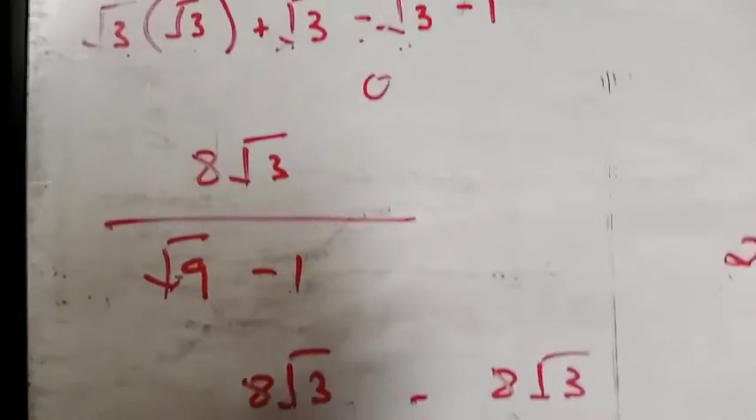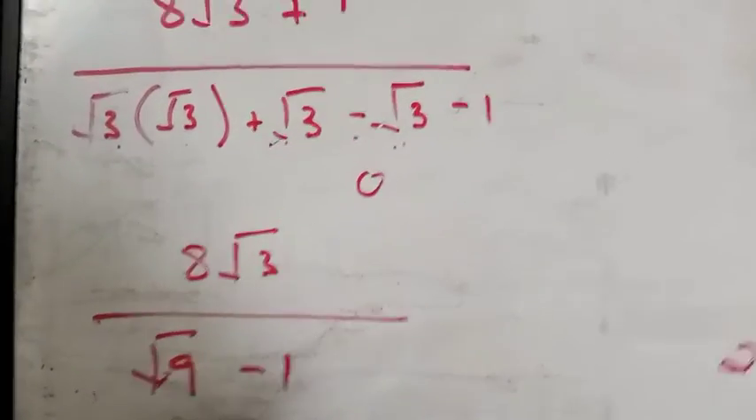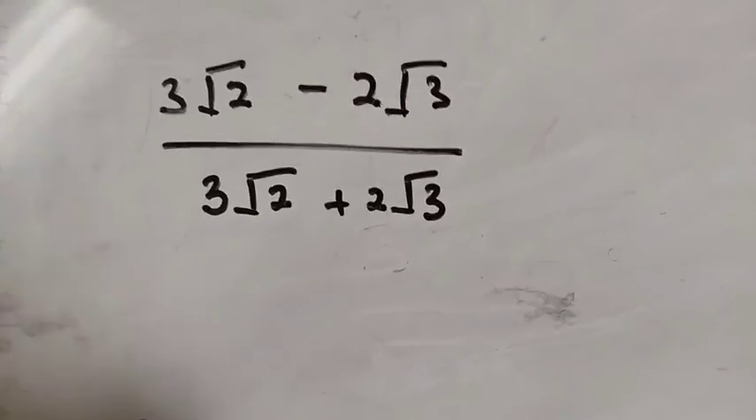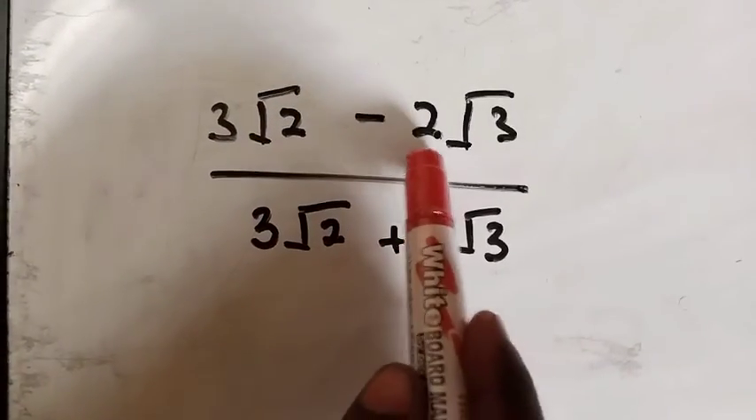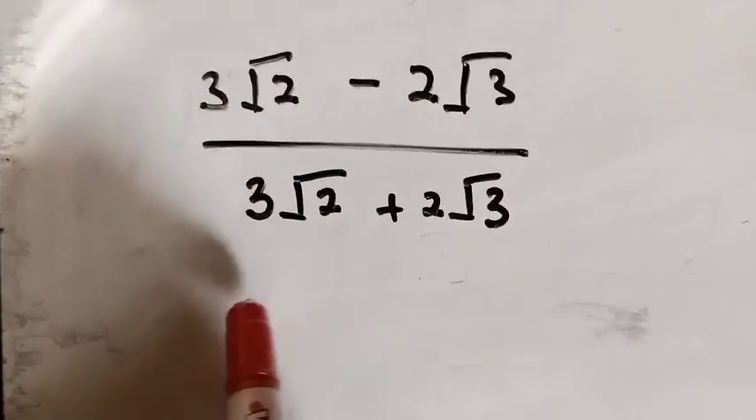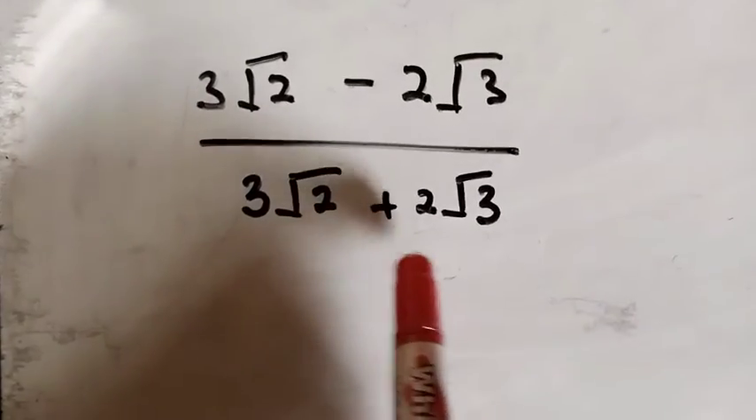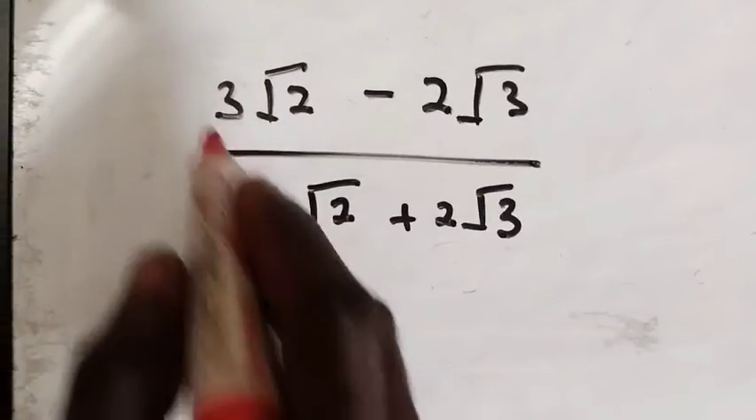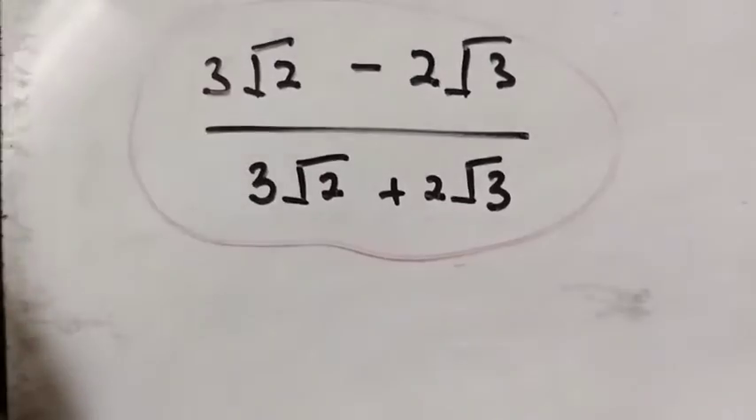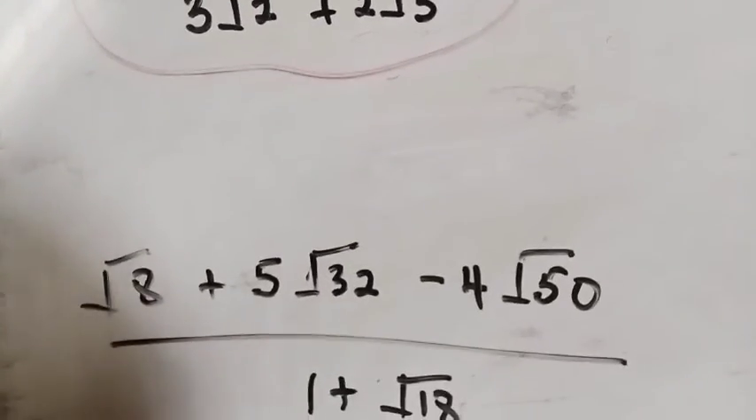Now, what will happen if you have a question like this? This is another one. You have 3 root 2 minus 2 root 3, everything divided by 3 root 2 plus 2 root 3. So here, of course, you have to rationalize this thing. Here's another one. They say that you should simplify.